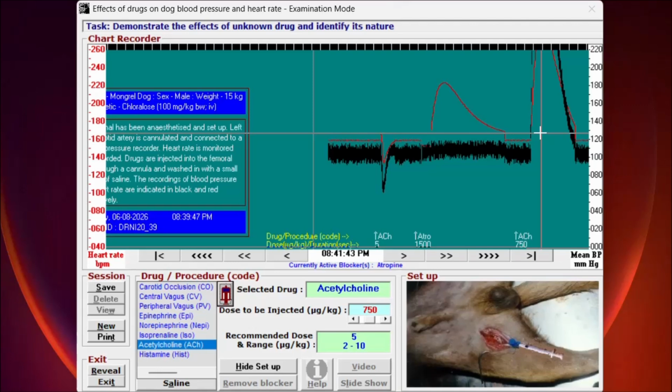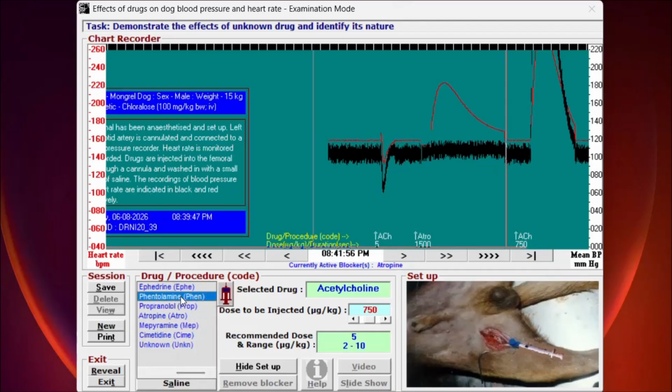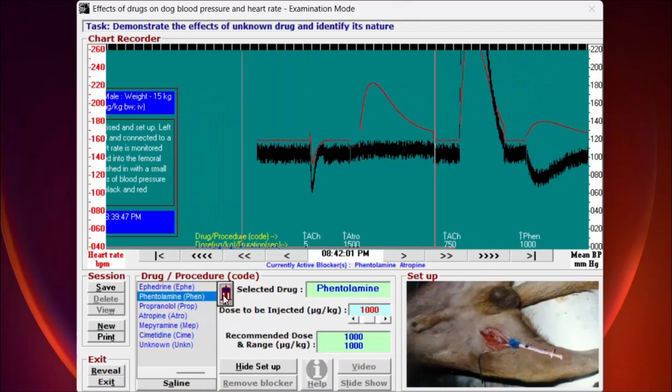So now when we are asked to block this effect of the nicotinic action, what are we going to do? We are going to block the action which is mediated by these alpha 1 receptors, right? So what we have to do? We have to give an alpha blocker. So next, we are going to give phentolamine, that is 1000 microgram per kg, that is the set default. So this we are going to inject.